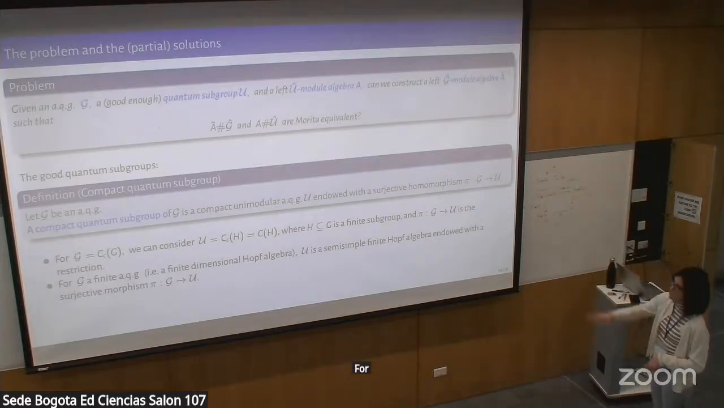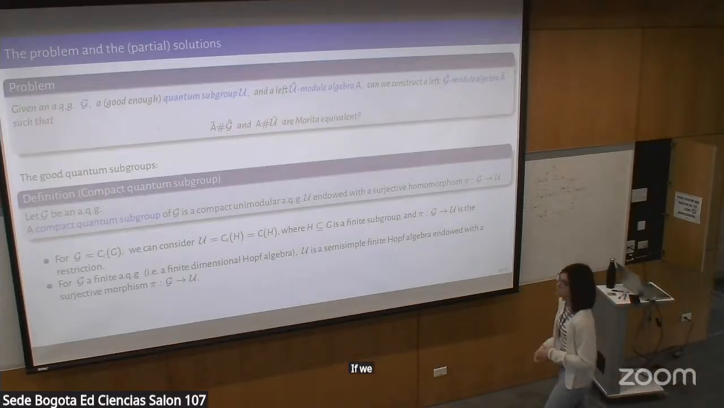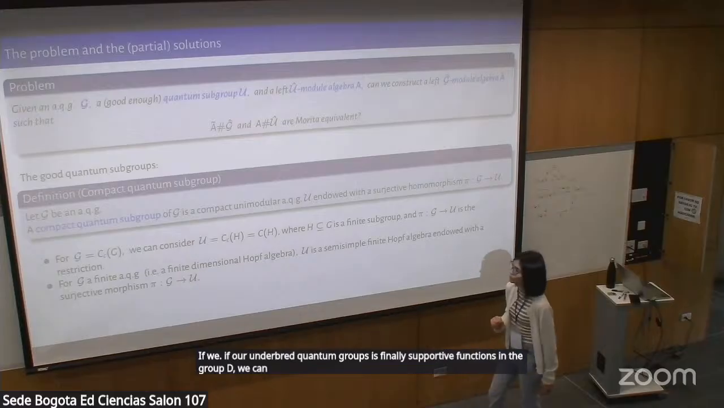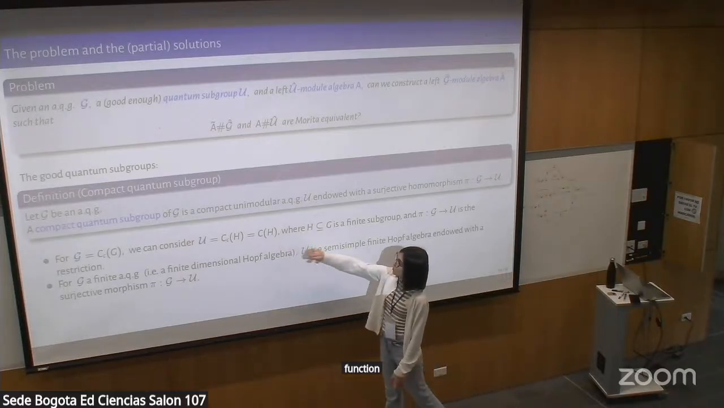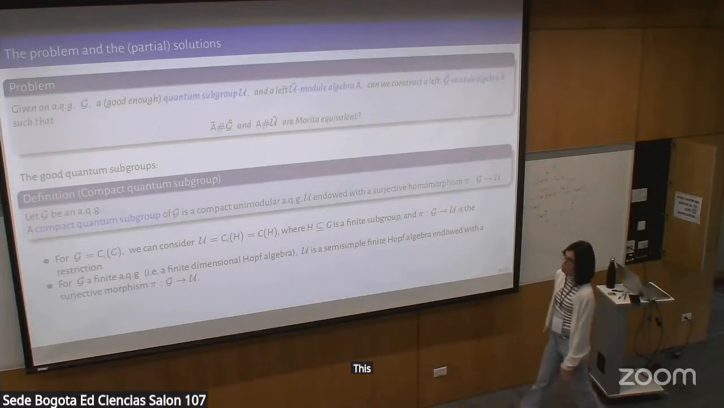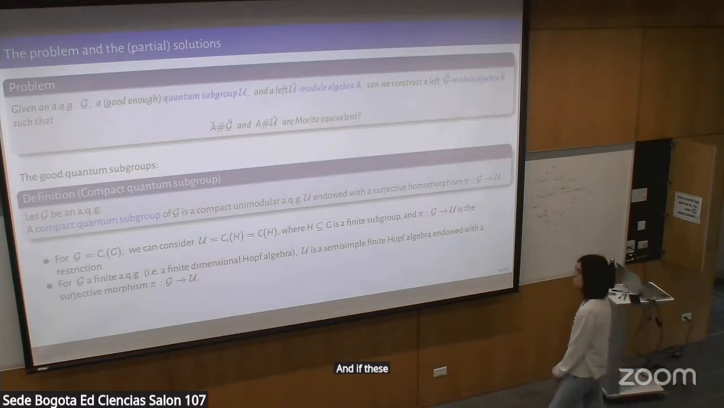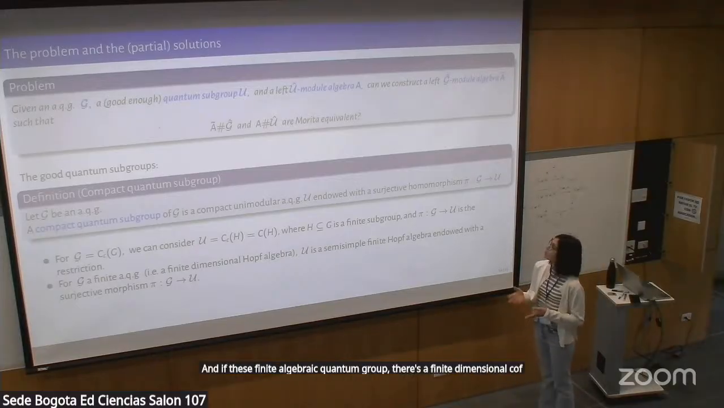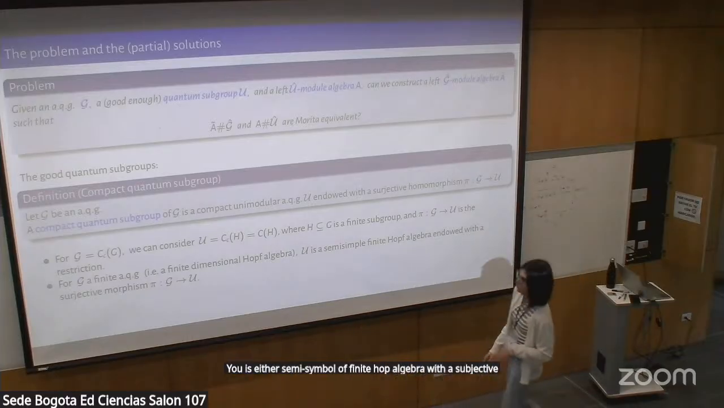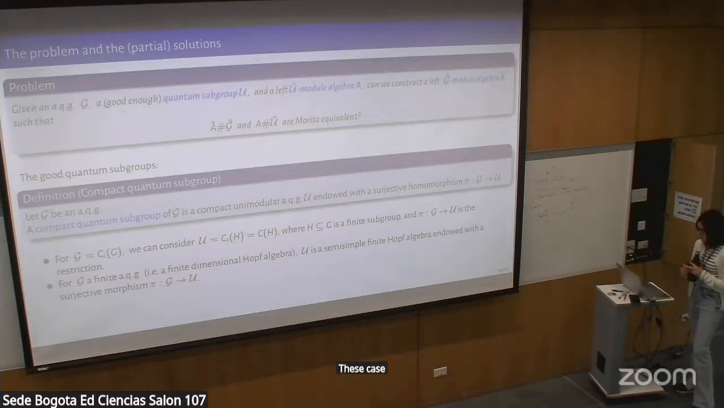For example, these are the two cases that we wanted to study. If our algebraic quantum group is finitely supported functions in the group D, we can consider as a compact quantum subgroup functions over H, where H is any finite subgroup of D. And this pi is just the restriction function. And if D is a finite algebraic quantum group, that is a finite dimensional Hopf algebra, U is a semi-simple finite Hopf algebra with a surjective homomorphism from D. So these cases, we're going to study those cases now.